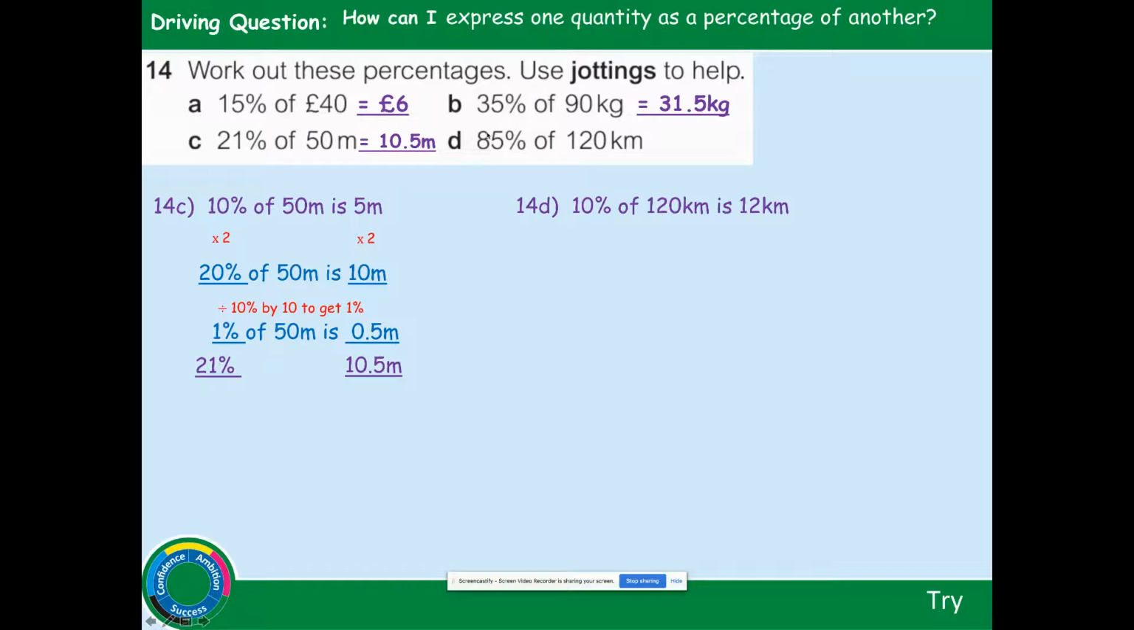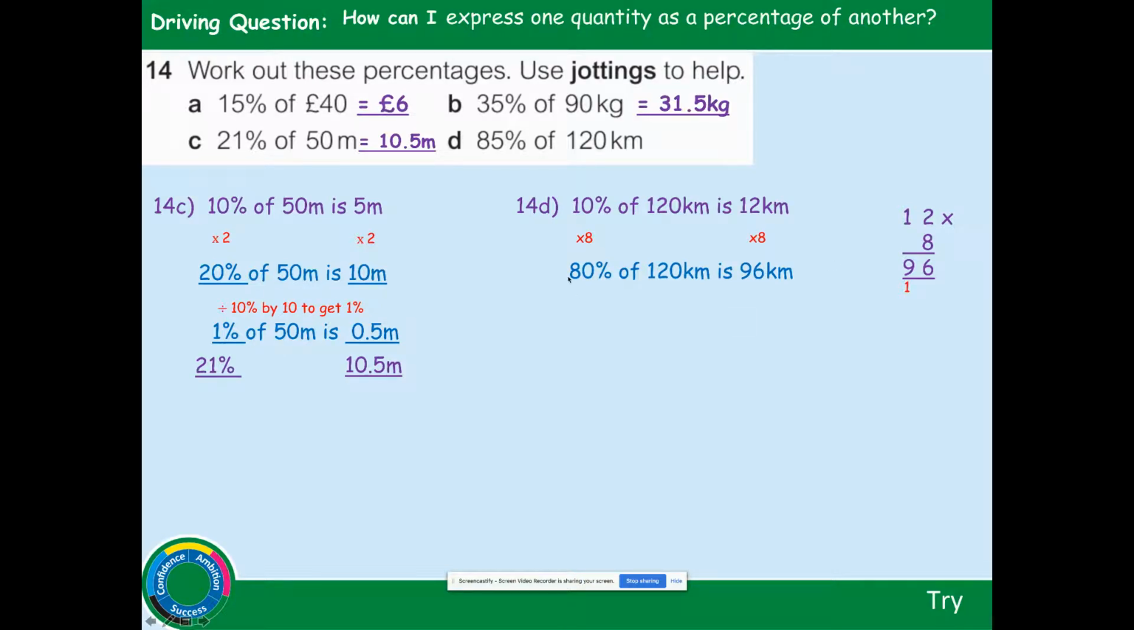Now we want 80, so we need to multiply 10 times 8 would be 80. So we need to do 12 times 8. Okay, you should know this by now because you should know all your tables, but I'm just showing you over here. 2 times 8 is 16, carry the 1. 1 times 8 is 8, add the 1 is 9. So 12 times 8 is 96 kilometers.